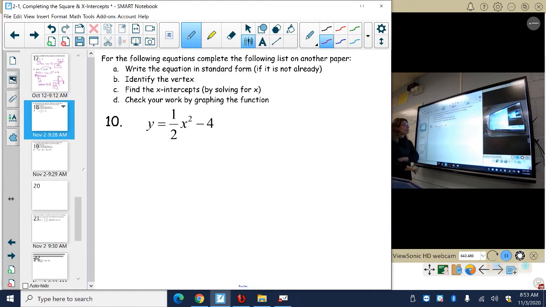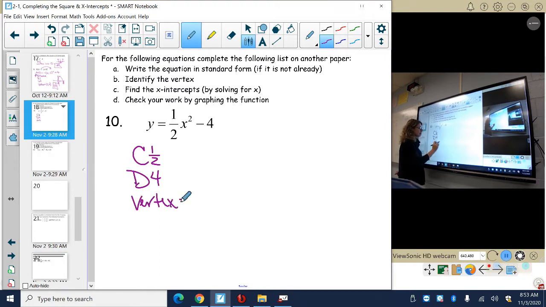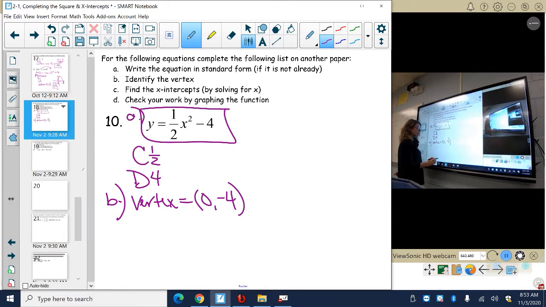Number 10, y is equal to 1/2 x squared minus 4. Your brain needs to understand this is already in vertex form, meaning this thing is going to be compressed by 1/2 and it's moving down 4 units. So my vertex is (0, -4). So I already have part B done, and this is part A because it's already in vertex form. So part C says to go ahead and find the x-intercepts.